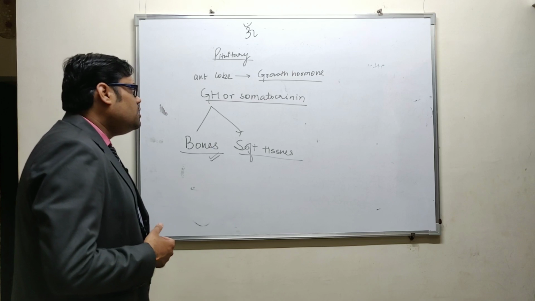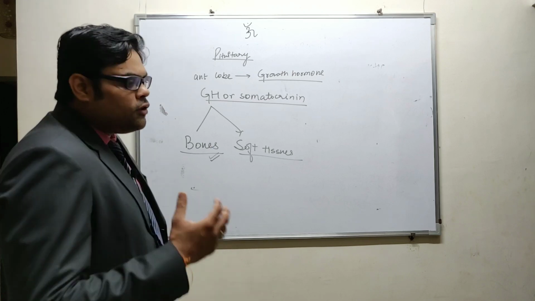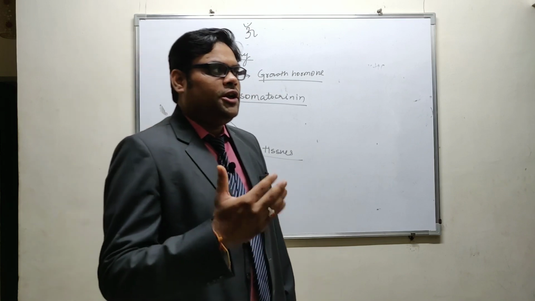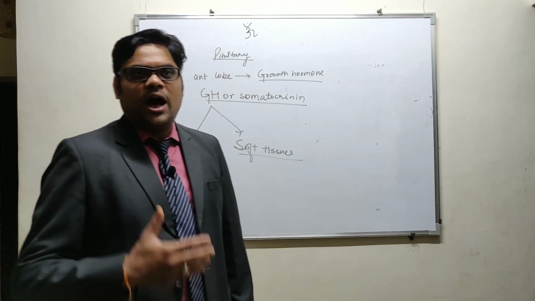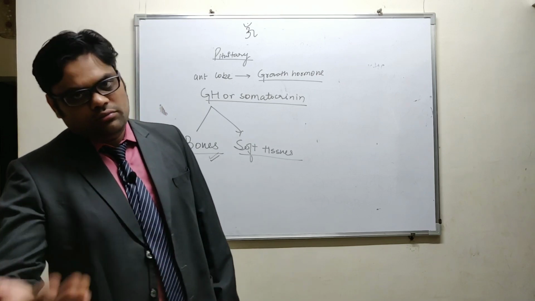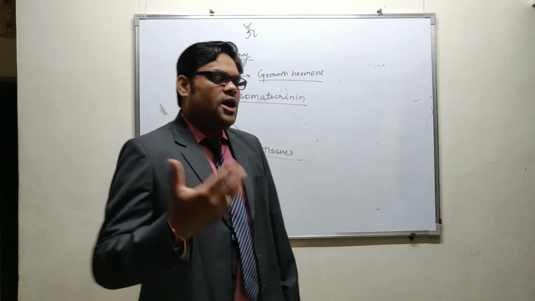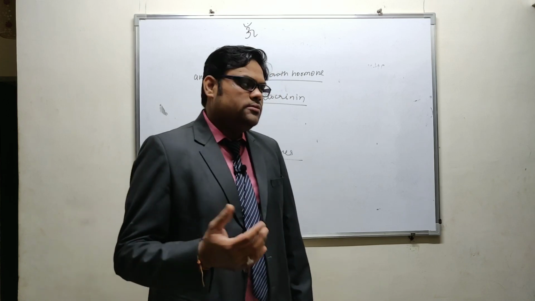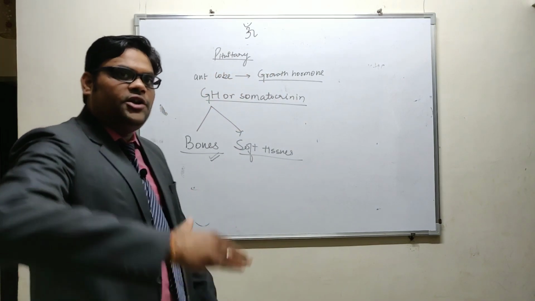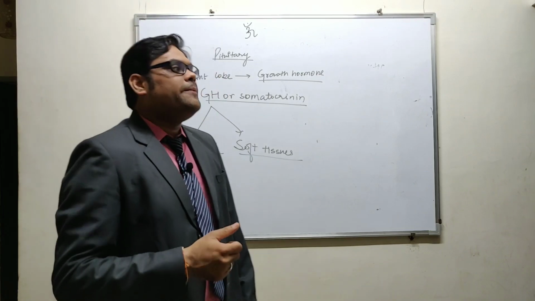One more thing we have to discuss when we discuss the functions of hormones: if the level of a hormone in the blood increases or decreases, it is known as hypersecretion and hyposecretion. Hypersecretion leads to some kinds of problems, and hyposecretion leads to other problems. In the case of growth hormone hypersecretion, the growth will increase.